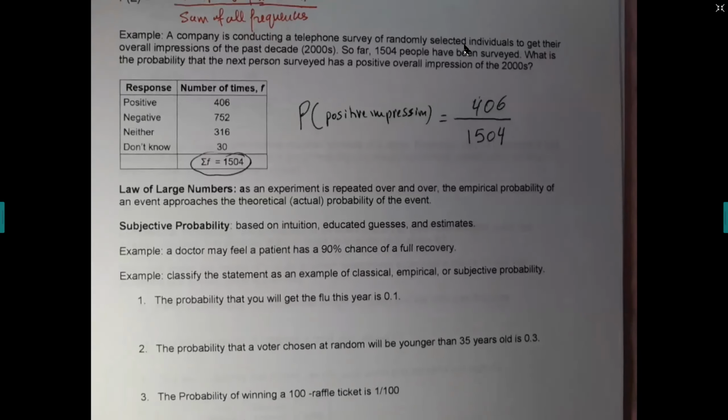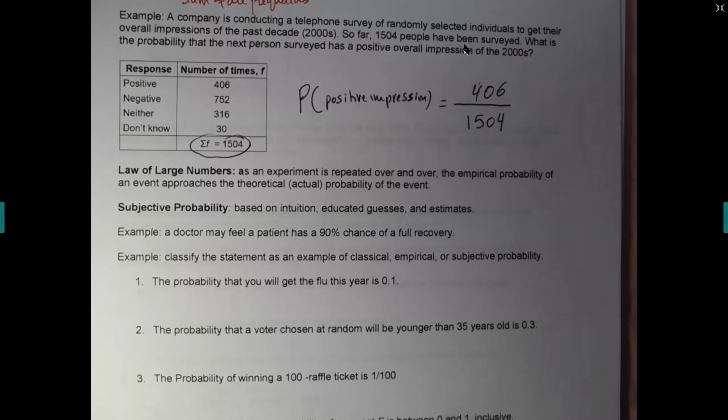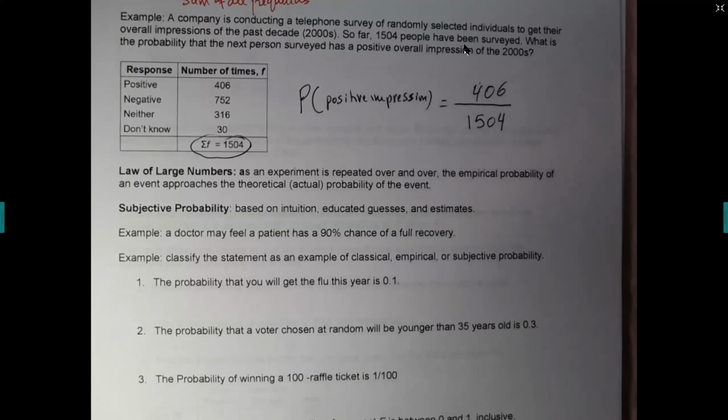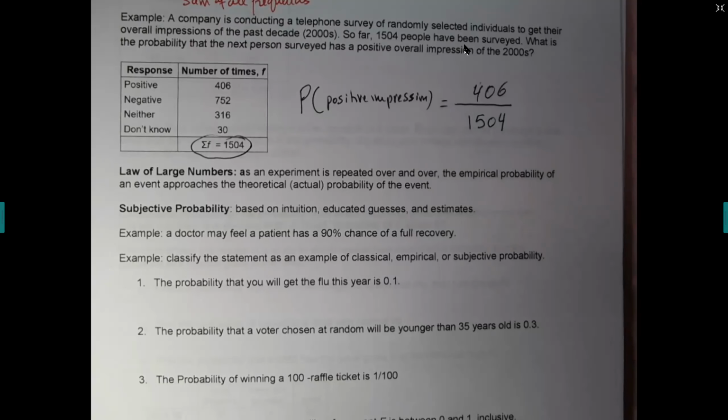Now, there is another definition of probability. It's called subjective probability. It's based on intuition, intelligent guess. For example, a doctor may feel a patient has a 90% chance of full recovery. How does the doctor know it's 90%? It's just based on the experience of the doctor. He doesn't do the actual experiment to find out the chance that the patient will recover. It's just from past experience. They can just make this statement.